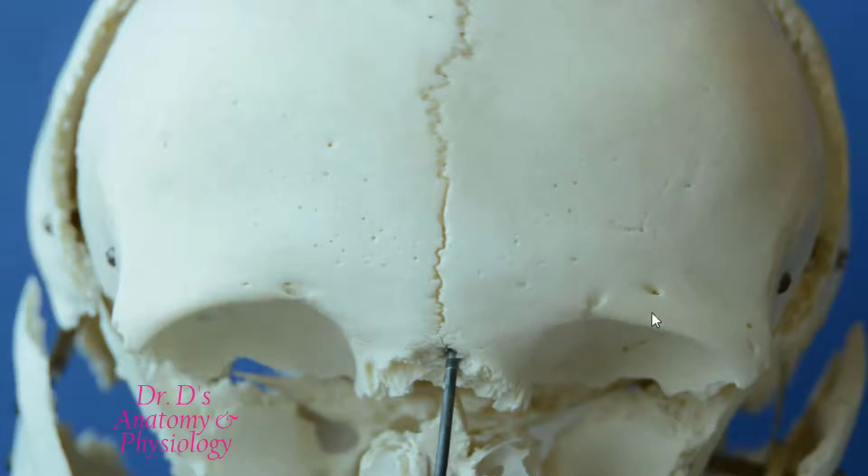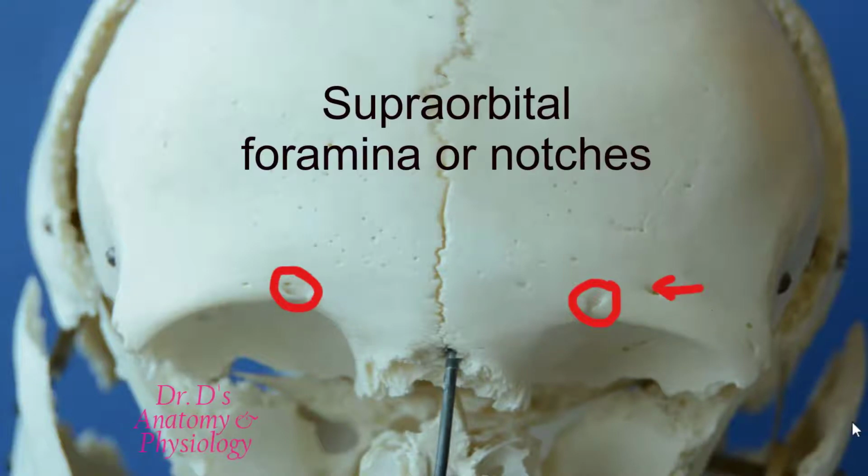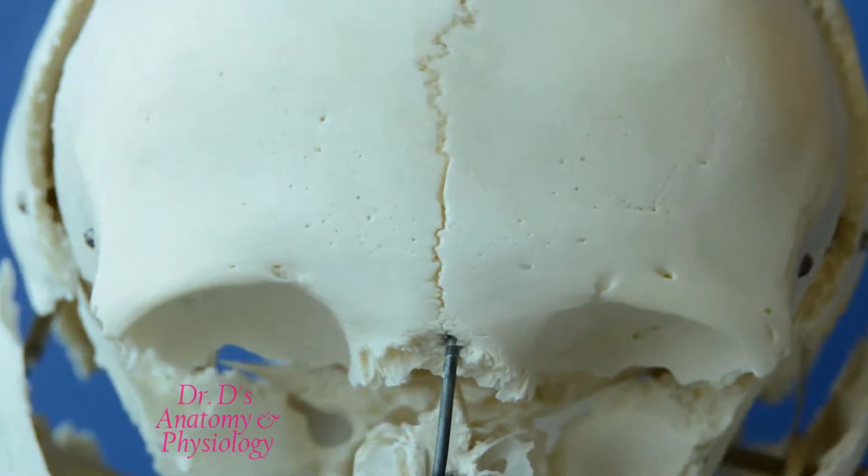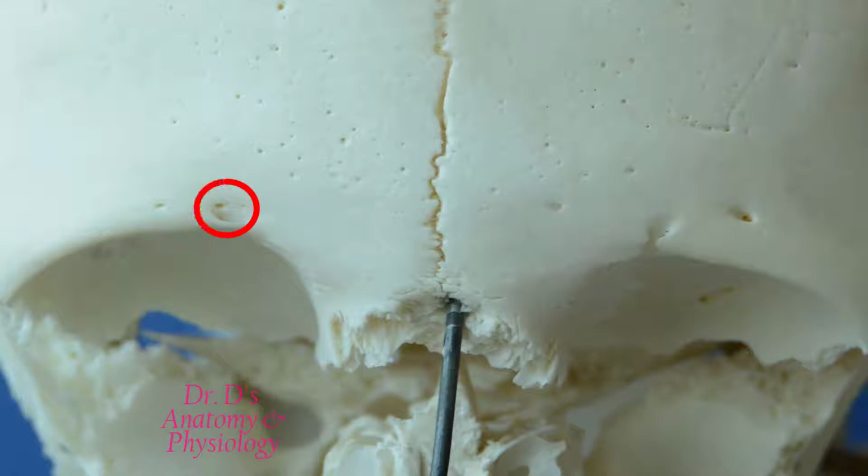Then above the orbit, you're going to find either openings or notches. And these are going to be referred to as the supraorbital foramina or notches. Now, this is where you're going to see variability. Sometimes you're going to have foramina, which are openings within the bone, but sometimes the opening comes so close to the margin that it becomes a notch. And in some cases, you're going to find one or the other.